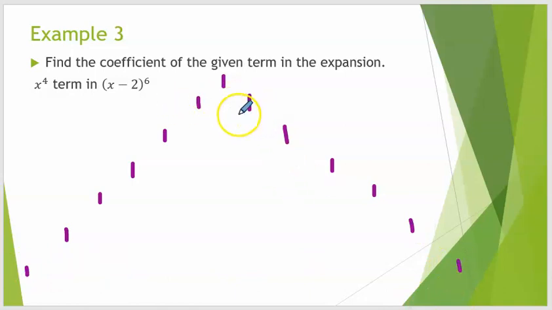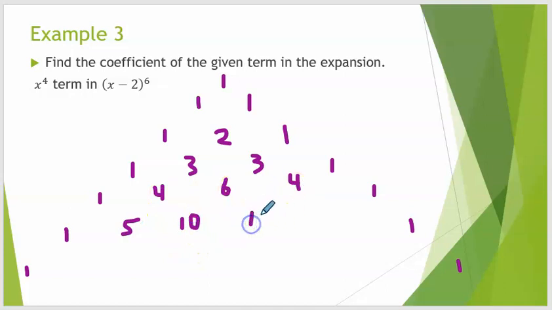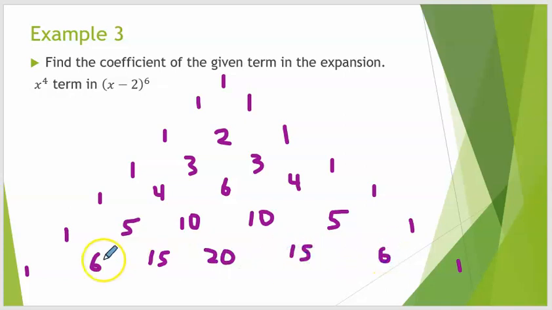I take every pair of numbers I get and I put the sum in between in the next row. So then I have 1 plus 2 is 3. So on this other side, it's a 3 as well. For the next row, I have 3 plus 1 is 4. 3 plus 3 is 6. 3 plus 1 is 4 again. Next, I have 1 plus 4 is 5. 6 plus 4 is 10. 6 plus 4 is 10 again. 4 plus 1 is 5. And for the last row I have a 6, 15, 20, 15, and 6.